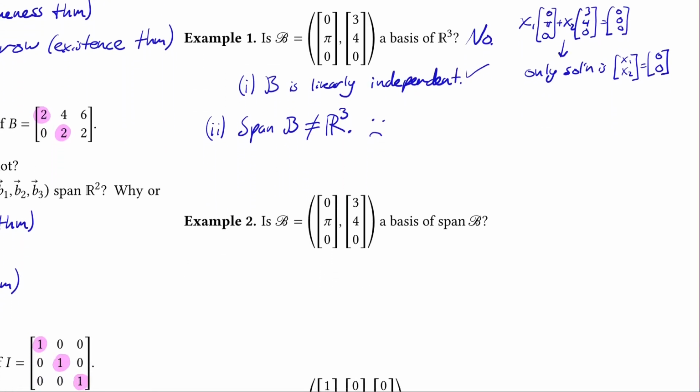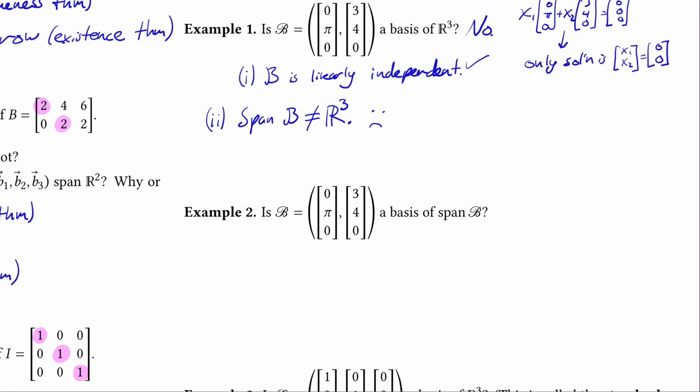Let's look at example 2. It's the same set of 2 vectors as example 1. Is it a basis of the span of itself? We know the span of itself is a subspace of R3. So I will tell you the answer in 3, 2, 1.